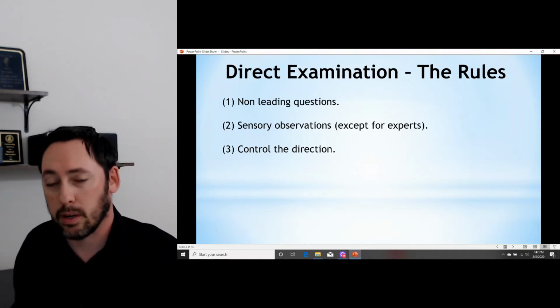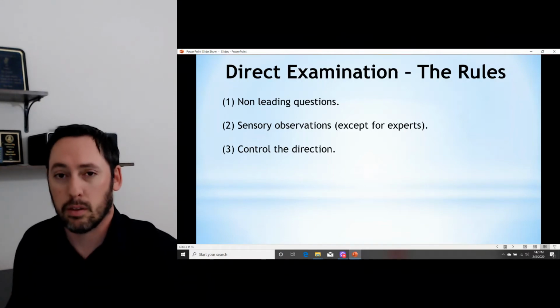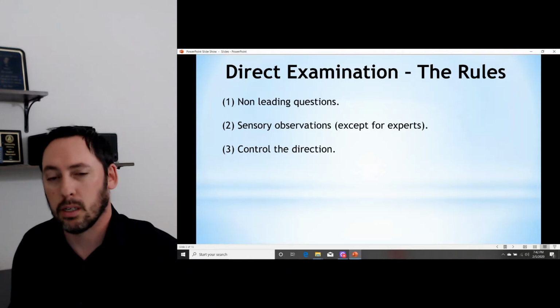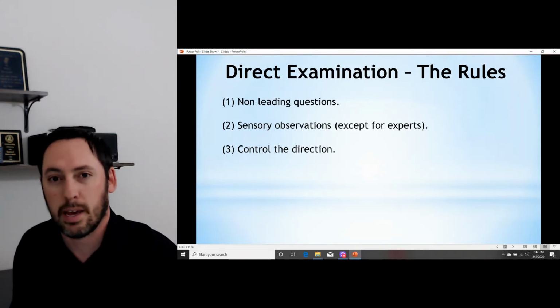Another big one, during your direct examination, generally speaking, your witnesses are limited to testifying to their sensory observations unless it's an expert witness. But most of the time you're going to be dealing with lay witnesses. So refrain from asking questions of these witnesses that draw opinions. Instead, ask them questions about what they saw, touched, tasted, felt, heard.